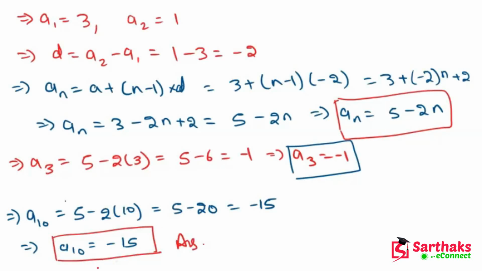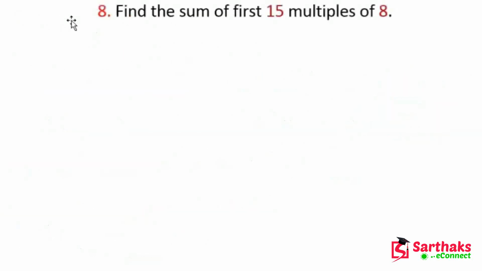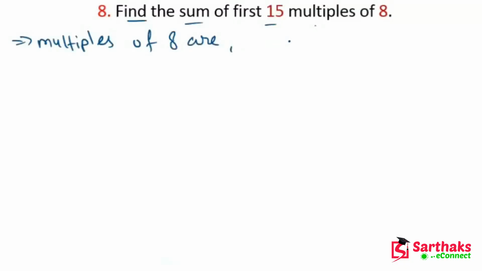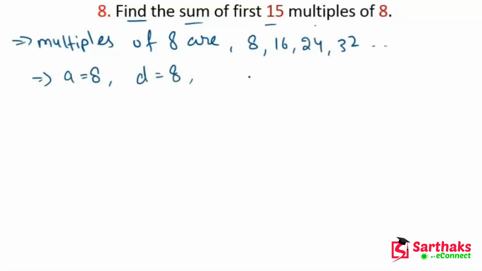Now let's move on. Find the sum of the first 15 multiples of 8. The multiples of 8 are 8, 16, 24 and 32. So in this case A is equal to 8, D is again 8 and n is equal to 15.